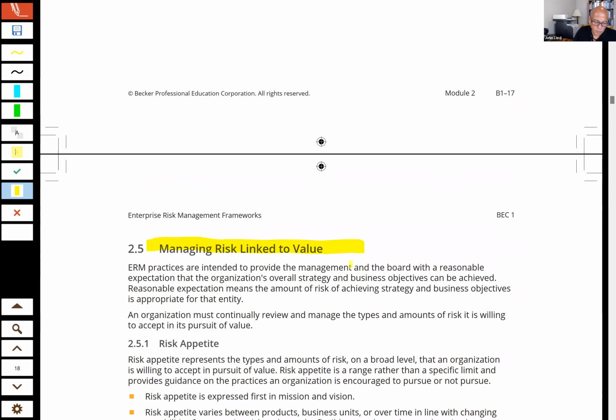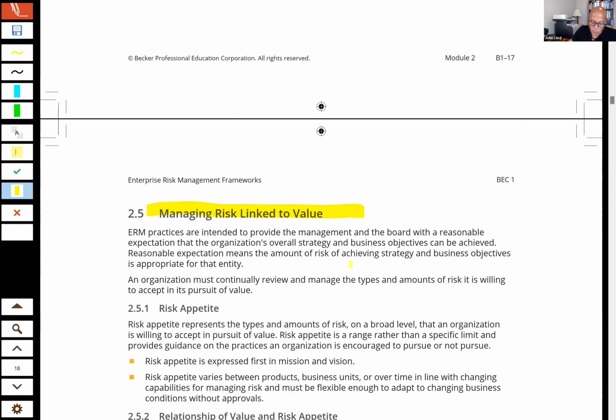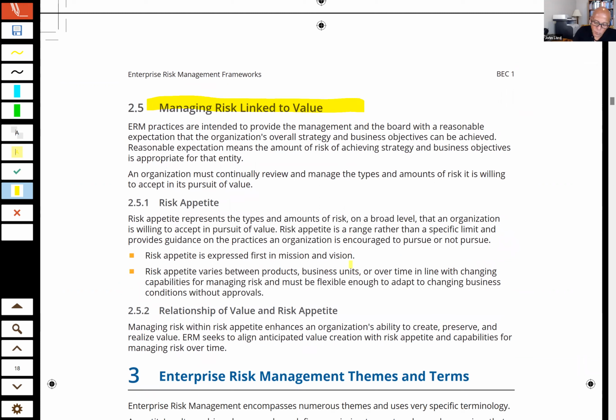We talked about the types of value. Now, you come over and we talk about risk appetite. And risk appetite is the willingness of the entity to accept risk. Okay, so let's look at that. Risk appetite represents the types and amount of risk on a broad level the organization is willing to accept in pursuit of value. Risk appetite is a range rather than a specific limit and provides guidance on the practices an organization is encouraged to pursue or not pursue.